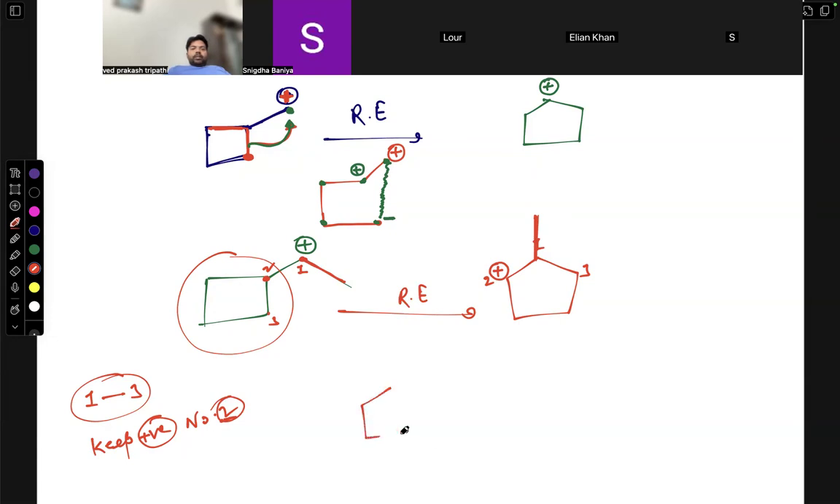Okay, would you like to try this one? What would be the ring expansion of this? You can directly send the picture on my messenger. Yeah, you can send me the picture. Six-member, I know that 5 would become 6, but what would be the right connectivity? So please send me the picture.